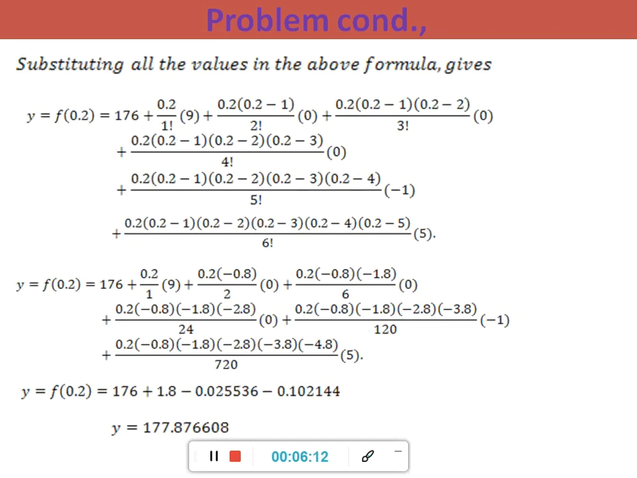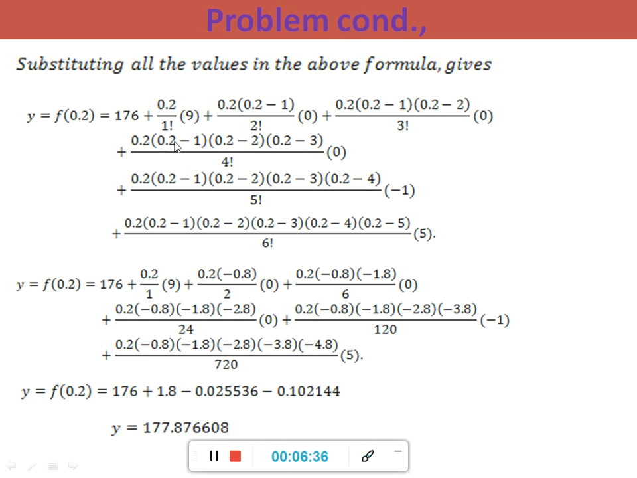Substituting all the values in the above formula gives y equal to f of 0.2 equal to 176 plus 0.2 by 1 factorial into 9 plus 0.2 into 0.2 minus 1 by 2 factorial into 0, plus 0.2 into 0.2 minus 1 into 0.2 minus 2 by 3 factorial into 0, likewise.